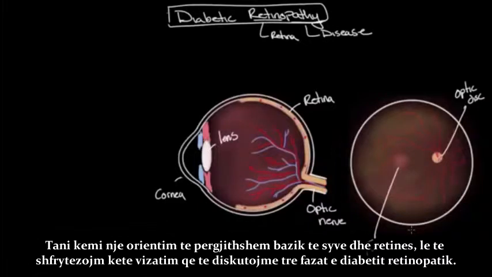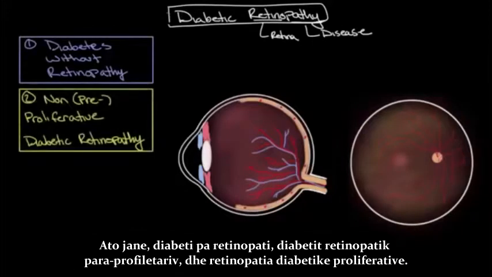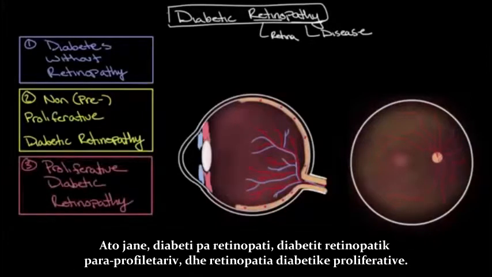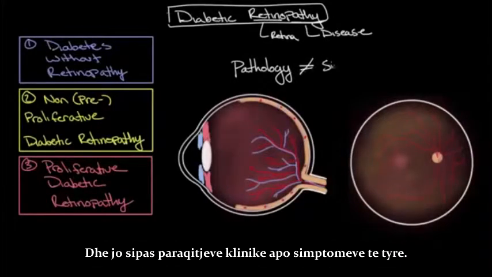Now that we have a very basic general orientation to the eye and the retina, let's use this drawing to discuss the three stages of diabetic retinopathy. And they are diabetes without retinopathy, non- or pre-proliferative diabetic retinopathy, and proliferative diabetic retinopathy. And one thing that's important to note is that these stages of diabetic retinopathy are defined by their pathology, not by the clinical presentation or their symptoms.